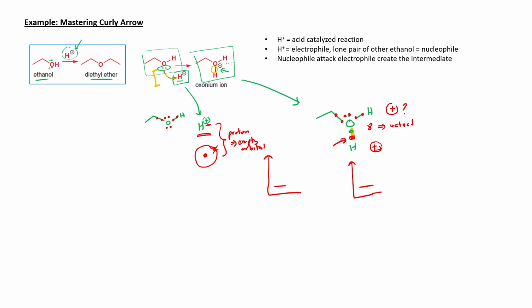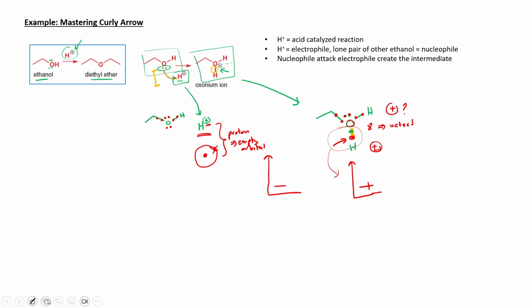you can see that there is only one electron there. Looking at the oxygen, there is only one electron, because the other one is as if the hydrogen already stole it. So there is one electron for this oxygen, so it's not octet. So that's why you have plus there.